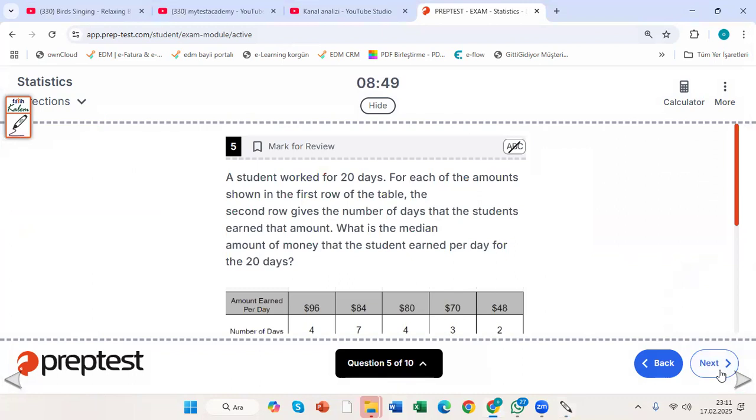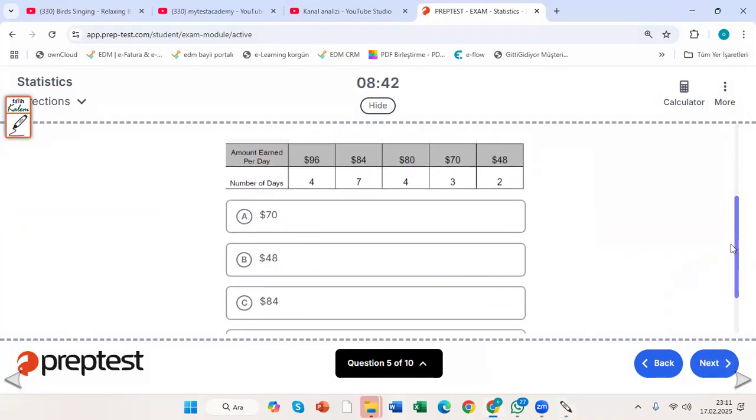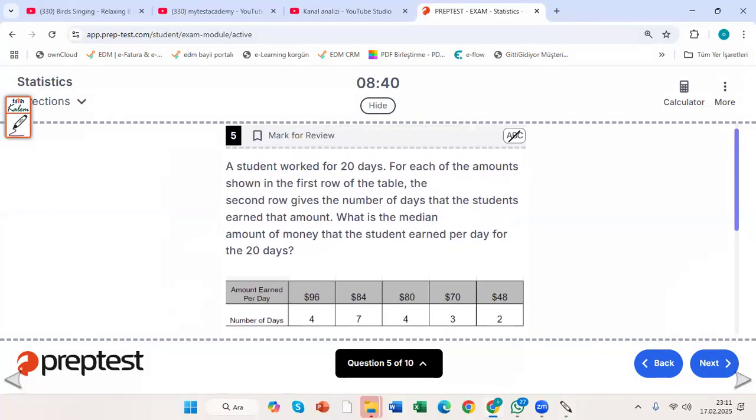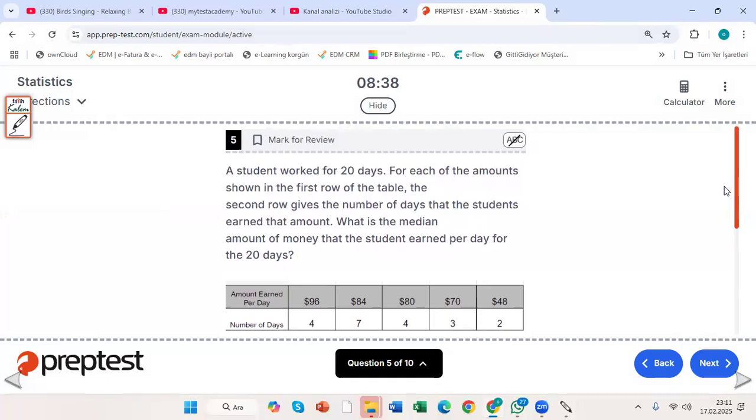So let's check another question. And let me show you this question in the second lesson, in the second term, because we have only 3 minutes remaining. Let's start in the second term. Let's have a break for 10 minutes, then we can go on.